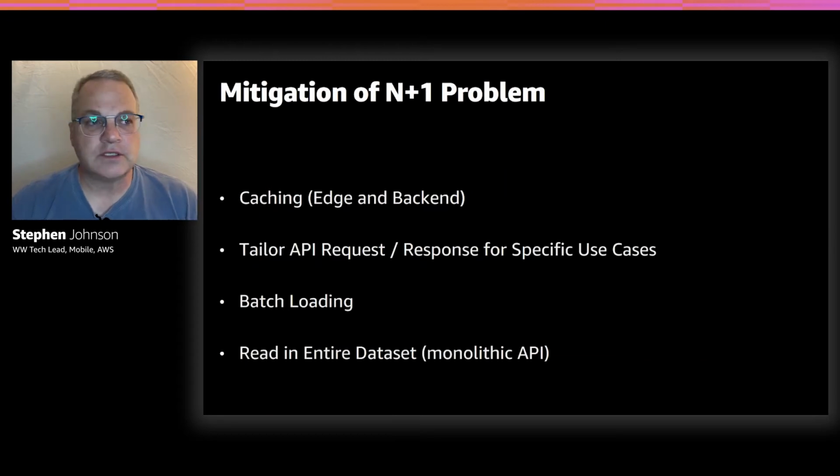So how do we mitigate this problem? Because as I said before, just about every application that uses APIs is going to run into this. Here are a couple of approaches we're going to talk about today. First is caching. You can cache at the edge, you can cache at the back end. Second, you can tailor your API design to match your use case. So in other words, you're trading off general purpose patterns for something that's specific to your application.